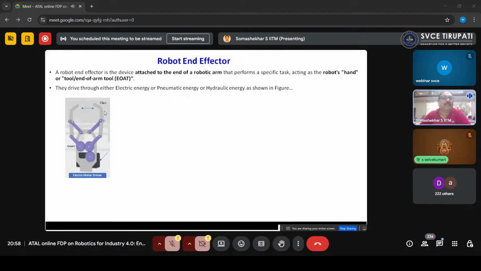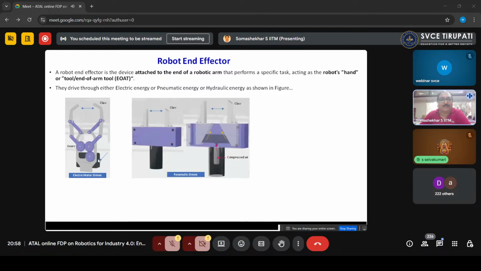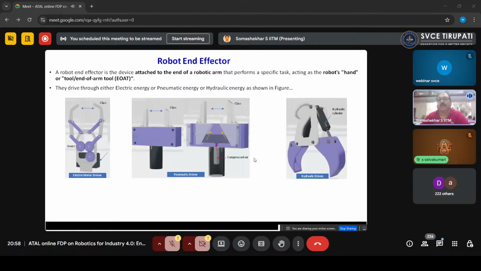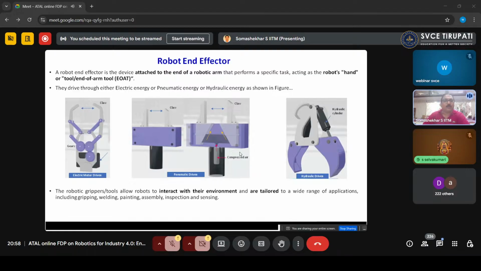Now, what we are seeing is a claw, which is driven through electric motors, that is a BLDC motor, or a pneumatic drive using compressed air to open and close the grippers. Again, it is a claw. And hydraulic cylinders are used to move the claws. Correct. The robotic grippers allow interaction with the environment and are tailor-made to suit a wide range of applications, including gripping, welding, painting, assembly, and inspection.